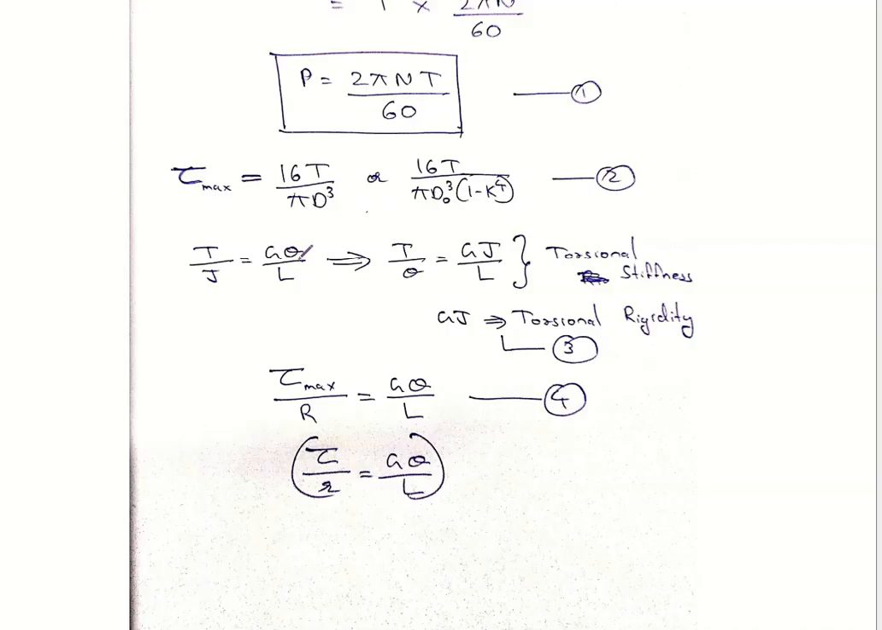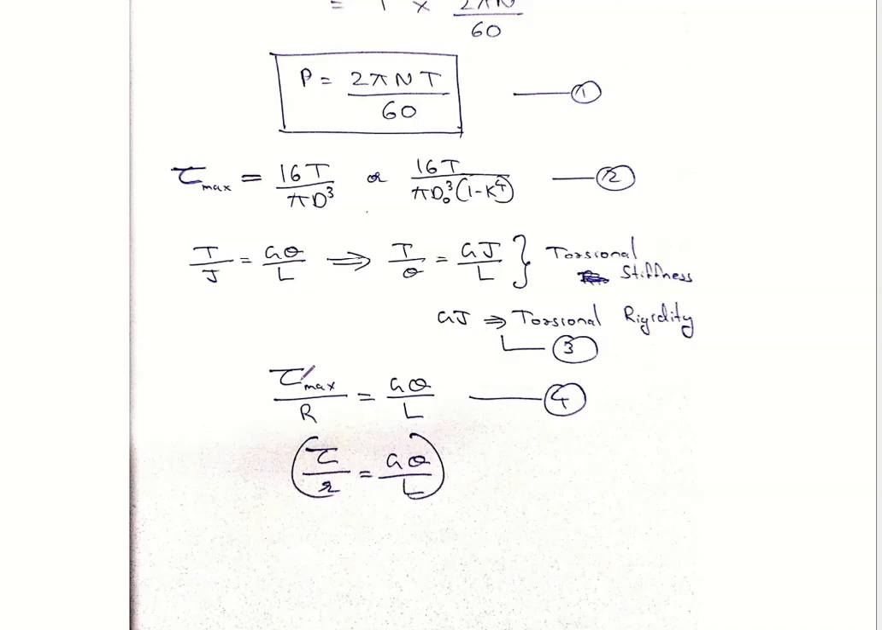Now the other combination was T by J equal to G theta by L. And I can write it as T by theta, that is load by deformation, will give you GJ by L. This is nothing but stiffness. Load by deformation, in every type of loading, is nothing but stiffness, equivalent to spring stiffness. Here it is called torsional stiffness. And in this, the term G into J is nothing but torsional rigidity.